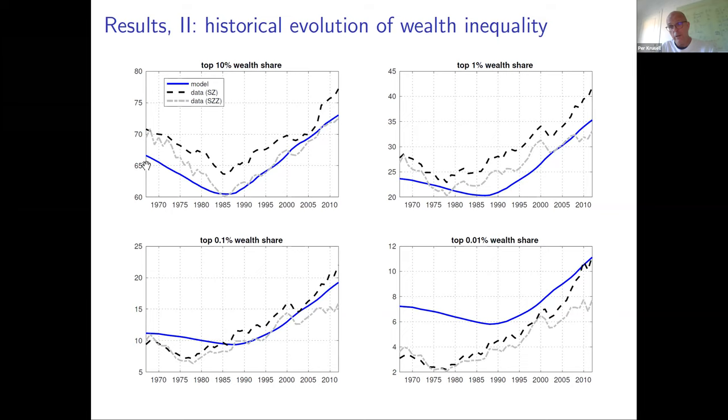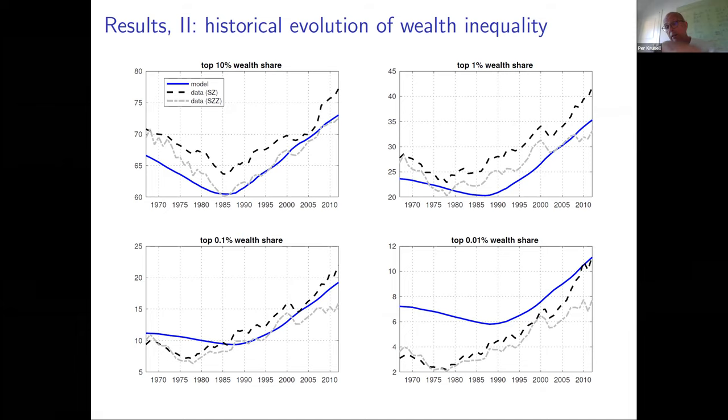The other thing is that inequality is moving up over time. What is behind that? That's the tax cut started by Reagan and continued thereafter. The tax cut is a brute force for higher inequality. It's underlying an upward trend, but the swings are all about asset prices.